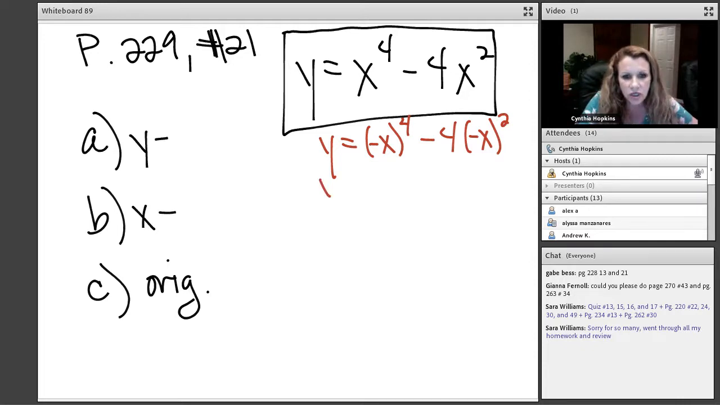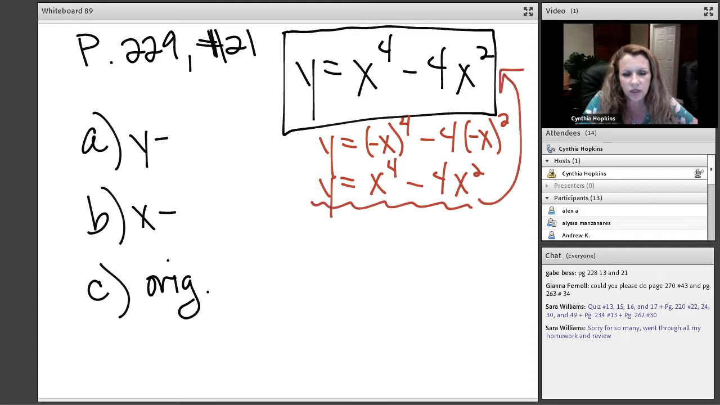Okay, you need to show the step of simplifying this. When I raise -1 to the 4th power, I get +1. And then when I raise x to the 4th power, I get x to the 4th. Okay, my negative x, the quantity squared, becomes positive x squared. And so this becomes -4x squared. Isn't this exactly the same as the original equation? So those are equivalent. And that means yes for symmetry with respect to the y-axis.